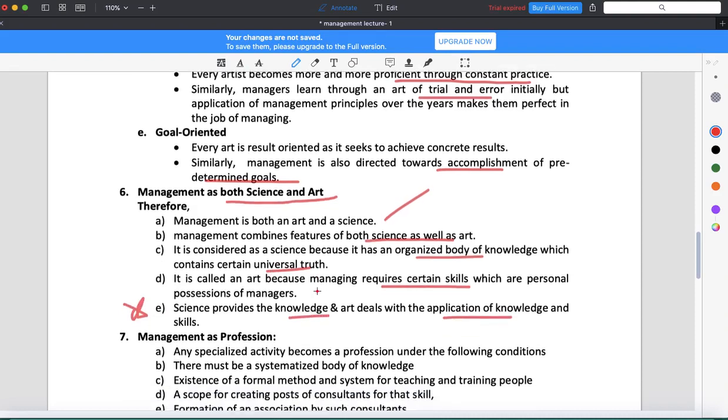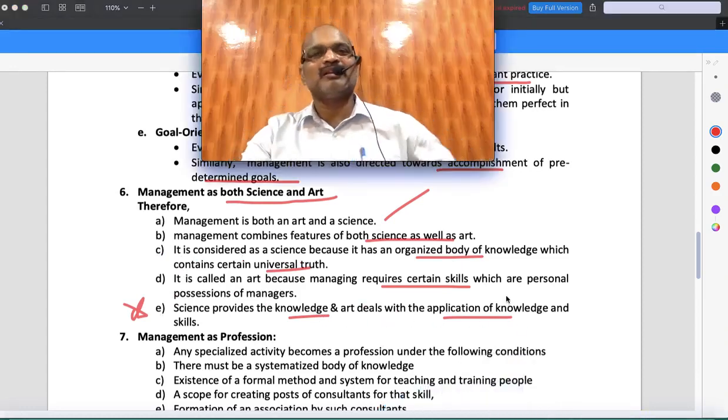Read these points. I mean, C and D, if you say, it is a science because it has knowledge, it is an art because it requires certain skills, and being a science, management provides knowledge, being an art, management applies things as well. That is the point.